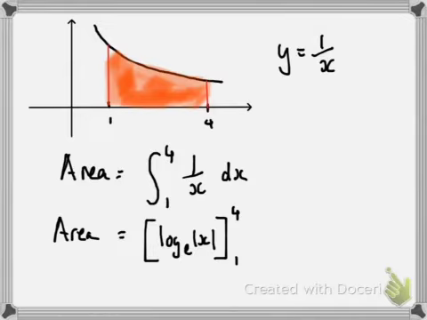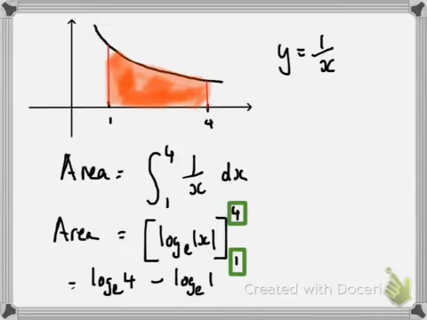So our area will be log 4 to the base e minus log 1 to the base e. Remember, in getting definite integrals, we place 4 into our function here, and minus putting 1 into the function. So it's log 4 to the base e minus log 1 to the base e.